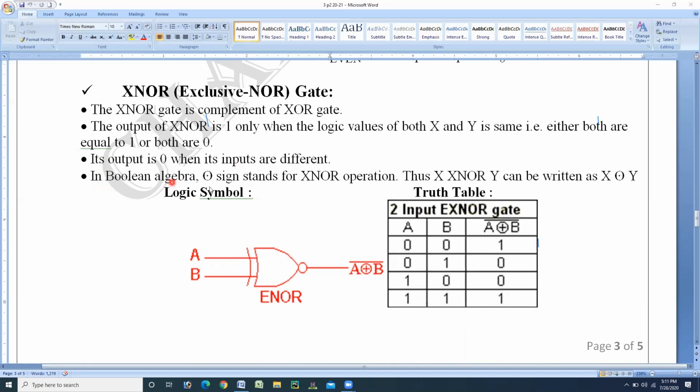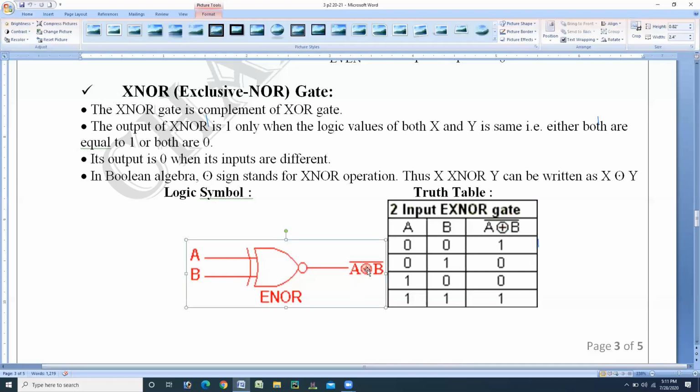In Boolean algebra, the circle with a dot is used. This is wrong here; it was copied incorrectly while copying. In this circle, we'll get a dot. Here also, there is a dot. Exclusive NOR is a dot. Right? Complement.